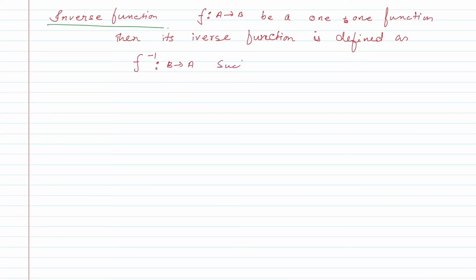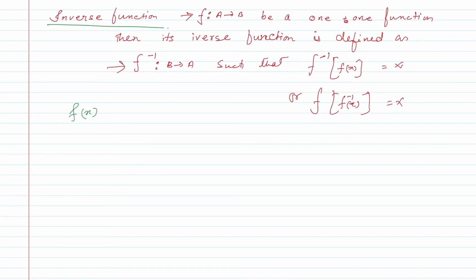such that f inverse of f of x is equal to x, or you can say f of f inverse of x is also equal to x. Then f inverse of x is called the inverse function of f(x). Let me explain with the help of an example. Suppose we have a function f(x) that is equal to, suppose, 5x plus 4.